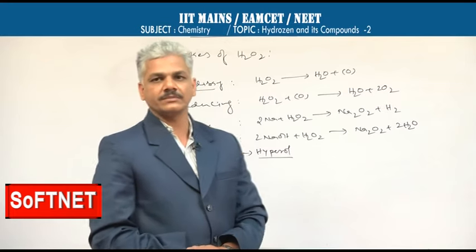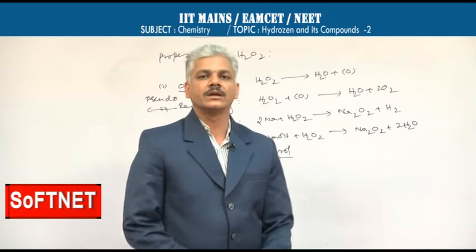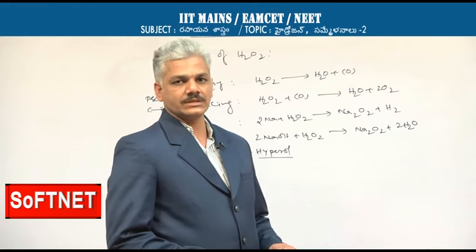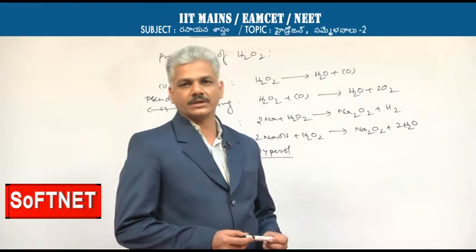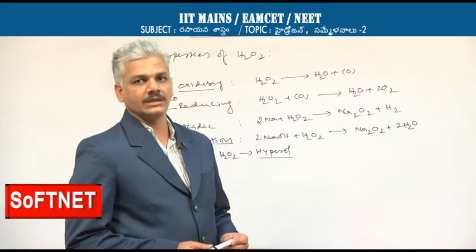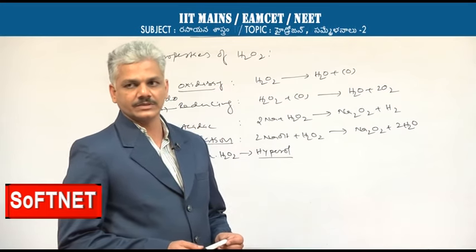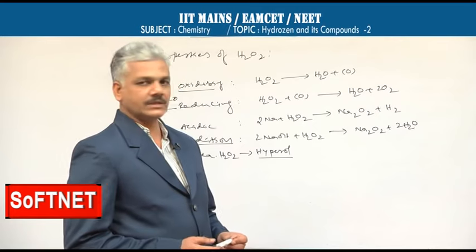100% pure hydrogen peroxide is called perhydrol. It is used as a rocket fuel. And hyperol, an addition product of hydrogen peroxide, is used as an explosive. These are the major applications.